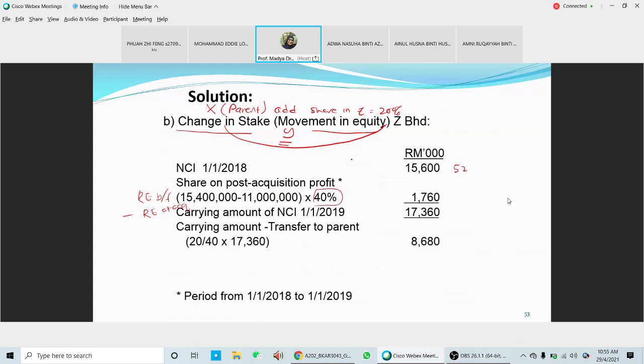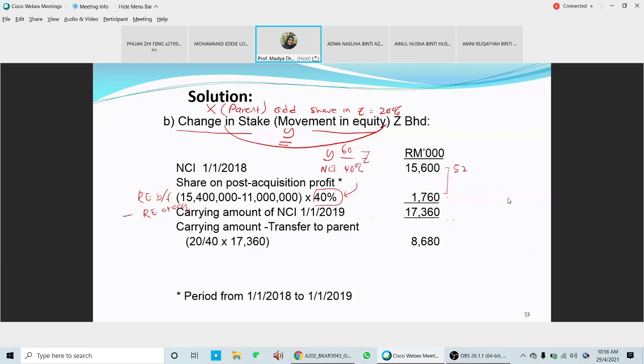During this time, the NCI here, Y in Z here is 60%, so that means NCI has 40%. So times 40%, you're going to have 1,760. Total up these two figures and then you find the carrying amount on 1st of January 2019. The 1st of January 2019 here is the date when you add new additional shares, 20%. So the value here will be 17,360, which is the carrying amount.